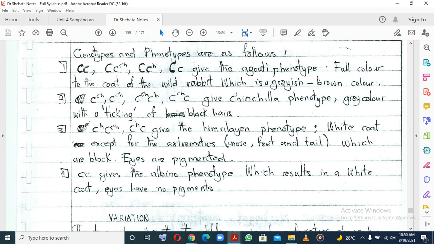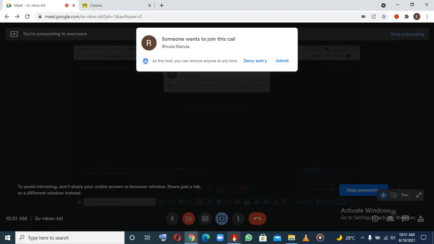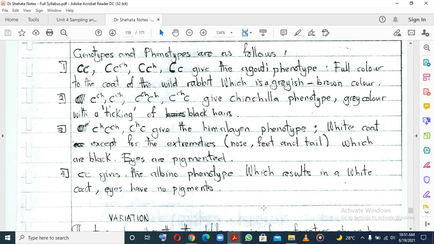Then for this other one, there is an error. The third one should be C^h and C^h. It shouldn't be chinchilla there, because if it's chinchilla, then since chinchilla is more dominant over Himalayan, this is going to be chinchilla. But the one who wrote these notes made a mistake. It's supposed to be C^hC^h, which is not what we are looking at. Then when we've got C^h, which is the Himalayan, and the albino, the rabbit is going to have the Himalayan phenotype. That's something important to take note of.